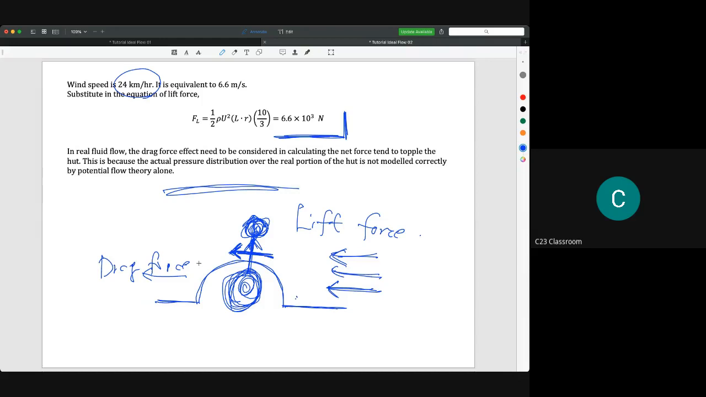However, in ideal flow, we assume that there is no resistance. So if the flow has no resistance, it means that the drag force does not exist.